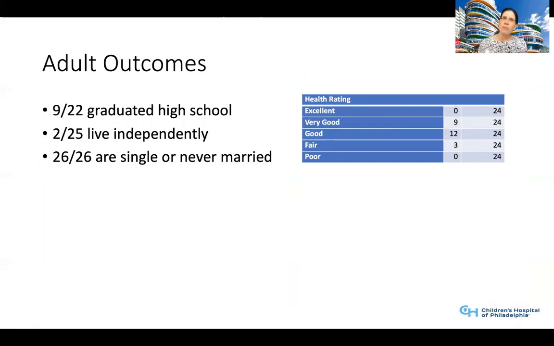One thing that was different, where we had more information in this study compared to the previous one, was that there were 26 patients who were adults in this group. Looking at their health rating, it looked like about half of them had a good health rating, and 9 out of 24 had a very good health rating. So there was a range. A little bit less than half graduated from high school. Very few lived independently, and most were still single and not married, and these were all based on the questions that were asked in the survey.